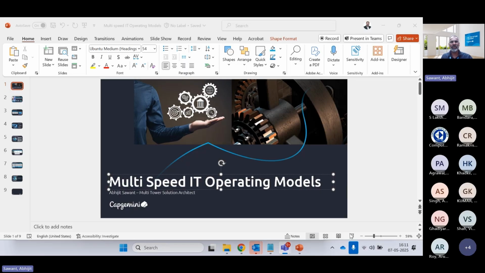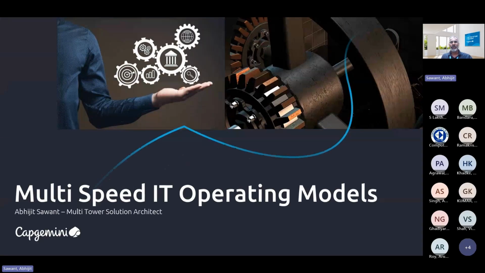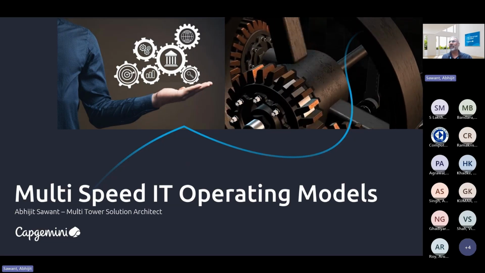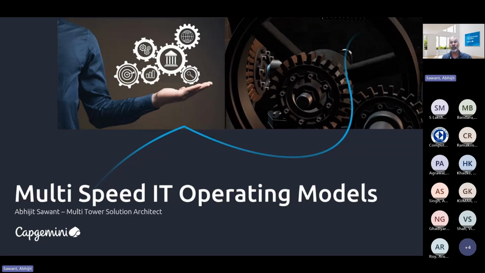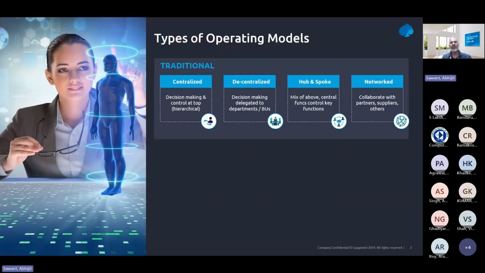So the topic for today is multi-speed IT operating models. It's very close to my heart, and I've been working with a lot of our customers in Capgemini, coming up with a variety of operating models. I'm sure, as people who have been working in the IT world, this is a topic which is always on the move, I would say.